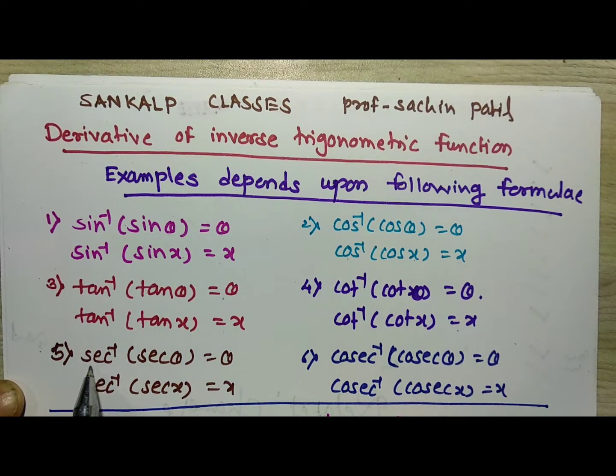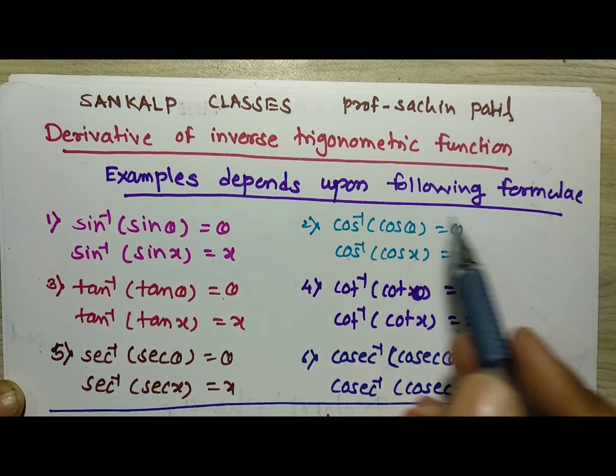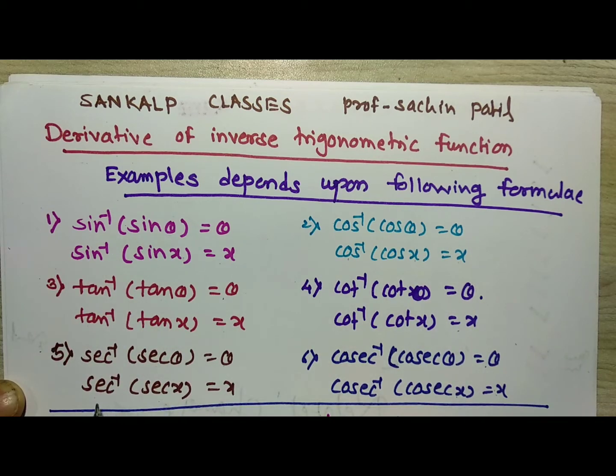Similarly, you will get sec inverse sec theta is equal to theta. That means sec inverse sec x is equal to x. And cosec inverse cosec theta is equal to theta. That means cosec inverse cosec x is equal to x, where theta is replaced by x. These are the formulas on which you can perform the following derivatives.